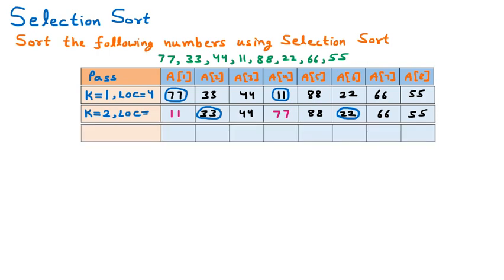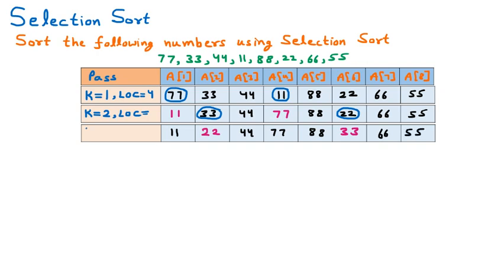Now in this row we are going to swap the elements which are in the circle. So here 22 will come and on the other side 33 will come, and the rest of the elements will come as they are. So we have 11, 44, 77, 88, 66 and 55.